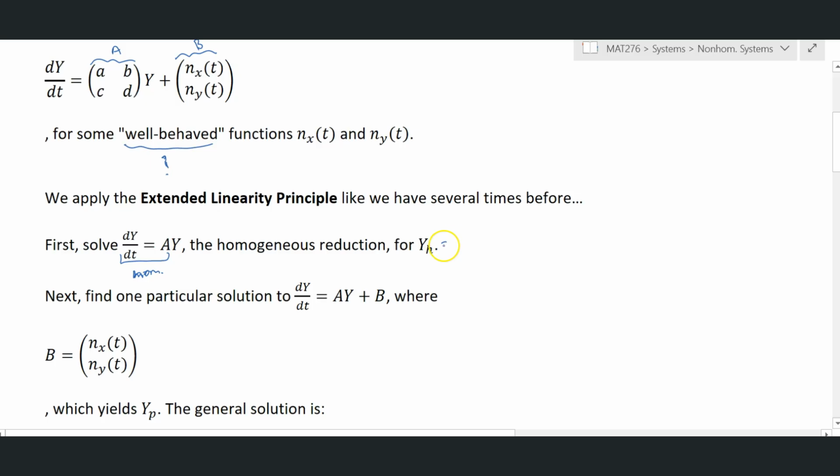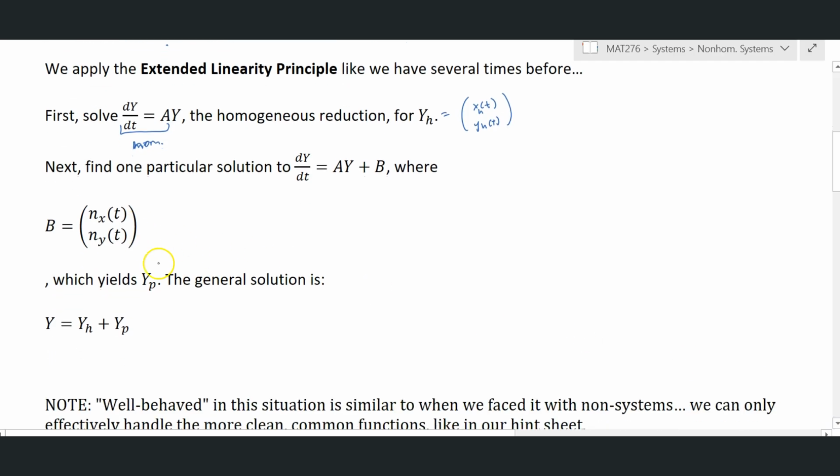So inside of here, we'll have x of t, and specifically x sub h and y sub h. So this is exactly the same thing. We're just going to have two functions in there. And the means by which we solve, of course, will be eigenvalues and eigenvectors. Next, just like with the extended linearity principle, we need to find one particular solution to the non-homogeneous equation, where B is the label for n sub x and n sub y. That solution will give us y sub p, and then the general solution is the sum of the homogeneous and the particular.